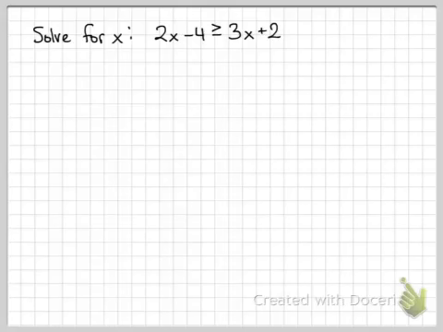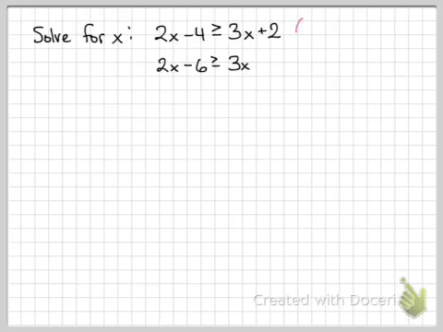Okay, let's work a linear inequality example. So we're going to solve the following for x, and the only difference between this and a regular equation is that instead of an equal sign, we have an unequal sign, or an inequality sign. So, 2x minus 4 is greater than or equal to 3x plus 2, and we're interested in which values of x this is going to be true for.